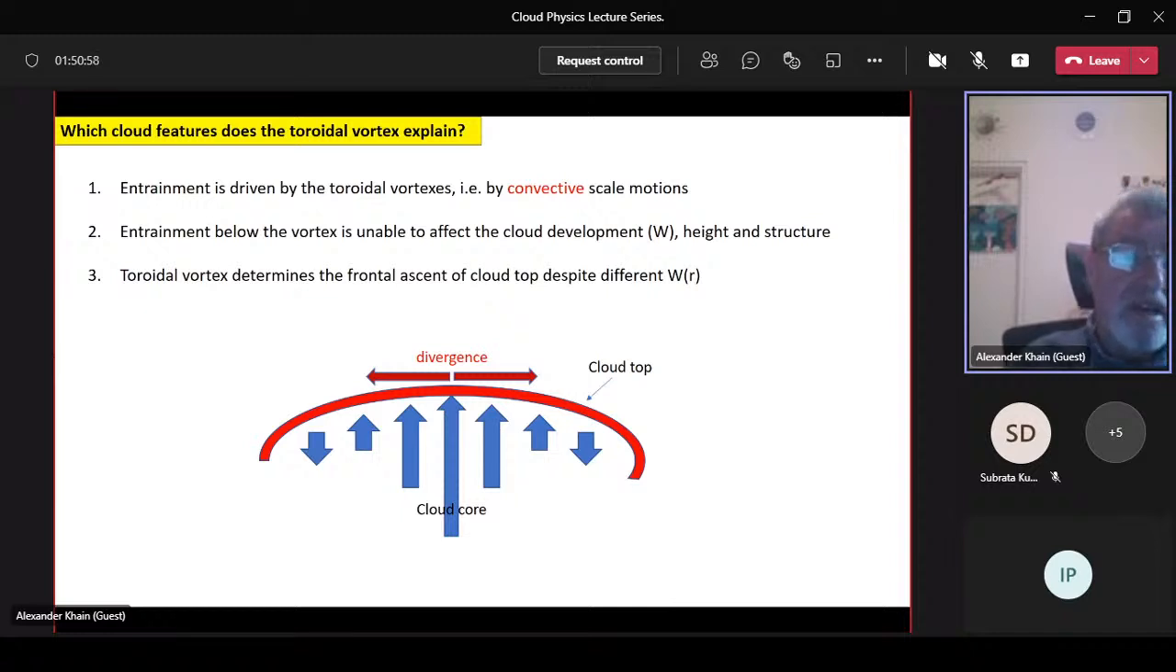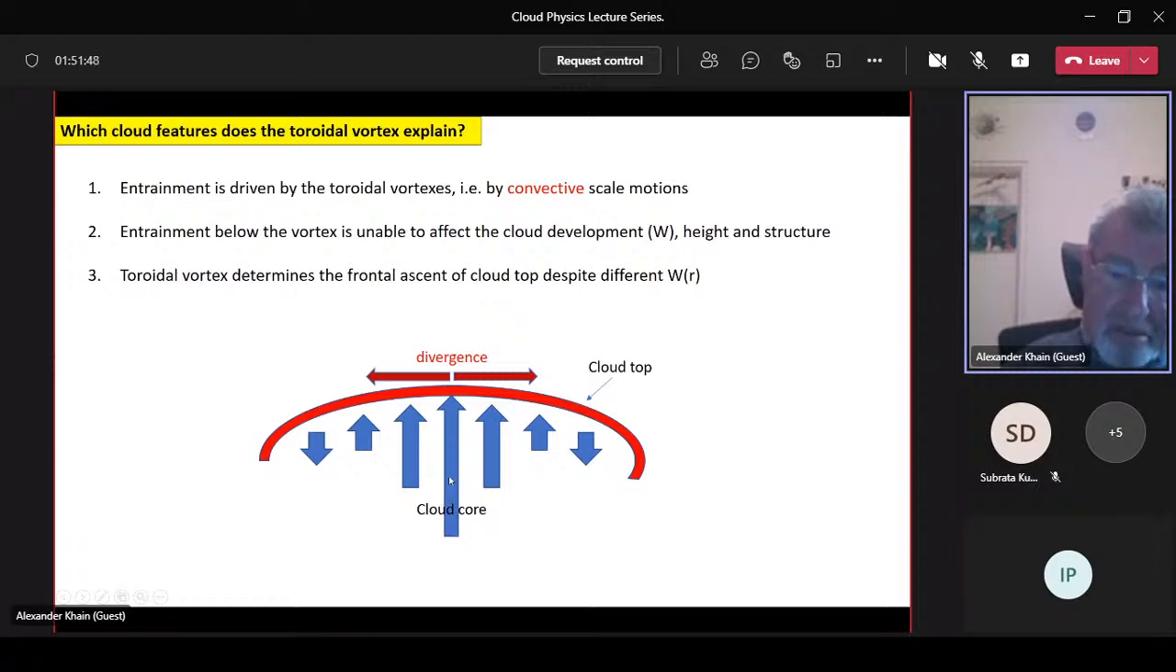Now, which cloud features does the toroidal vortex explain? First of all, we see that entrainment is driven by the toroidal vortex. It means that it is by convective scale or coherent motions, not turbulence. Second, entrainment below the vortex, what we saw, is unable to affect cloud development or vertical velocity, height, and structure. And then the toroidal vortex determines frontal ascent of the cloud top despite different vertical velocities.